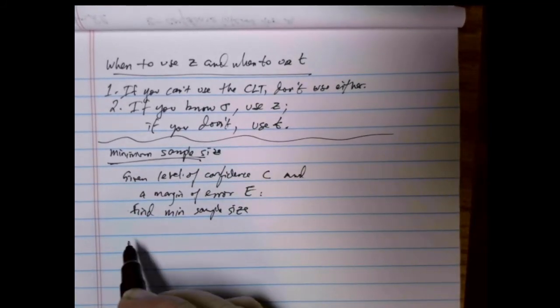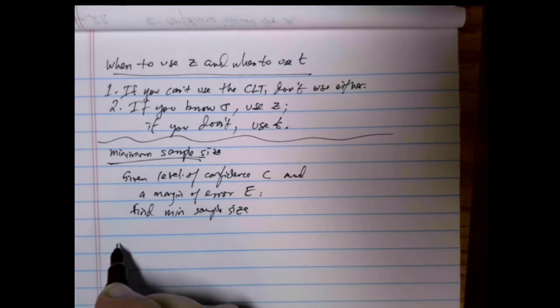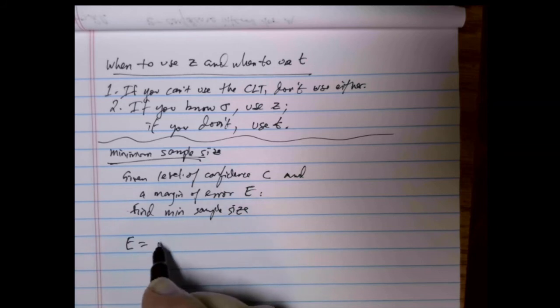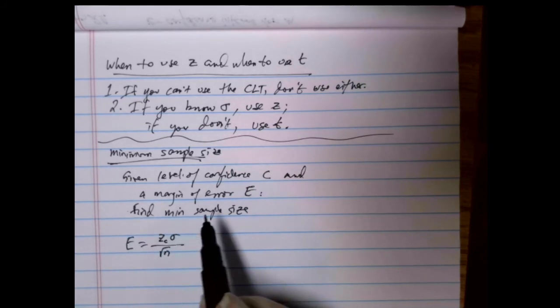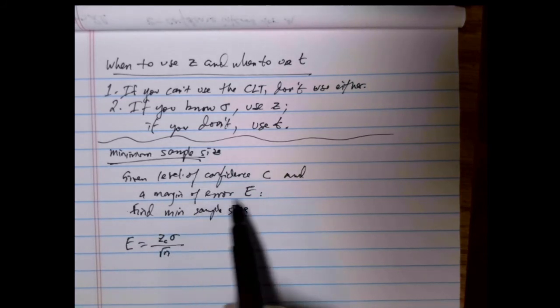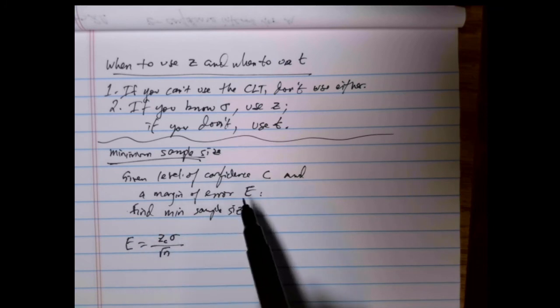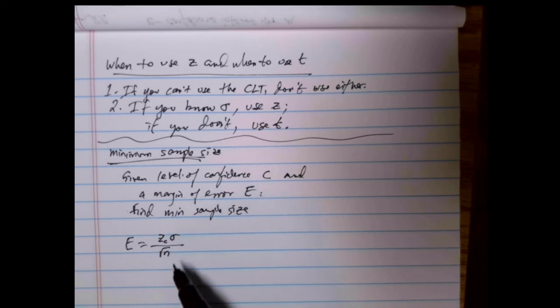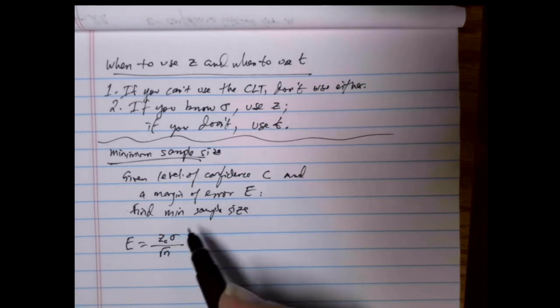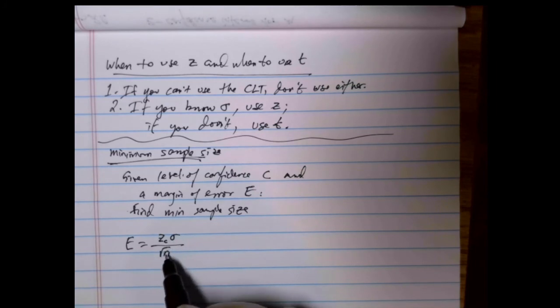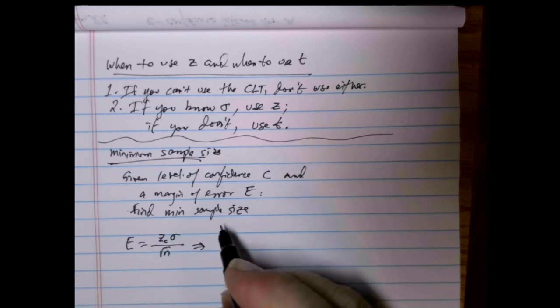I'm going to do a little algebra here, not much, but all you're going to need is the formula at the end. So remember, we have this: E is Z sub C times sigma over the square root of n. In this minimum sample size problem, we're going to know E. We're going to know C, so we can find Z sub C, and we're going to assume here that we know sigma. Well, that means we can just solve this for n to get ourselves some kind of a formula.